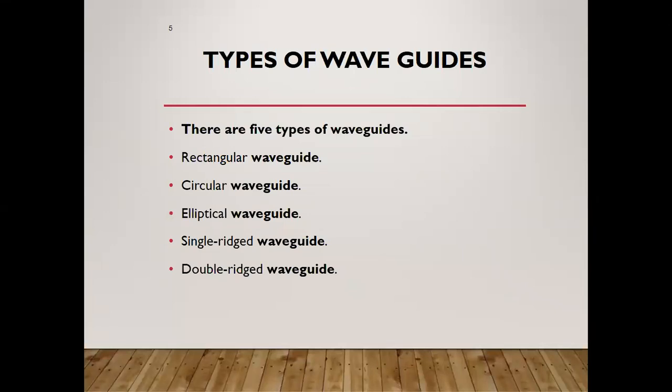There are various kinds of waveguides available. Number one, rectangular waveguides. Number two, circular waveguides. Number three, elliptical waveguides. Number four, single ridged waveguides, and next, double ridged waveguides. All these waveguides are useful depending upon the application, the length and other parameters. You should think over which is suitable for propagating the wave. The availabilities are many: rectangular, circular, elliptical, single and double ridged. You have to keep in mind which is better for a particular application. These are the types of waveguides.